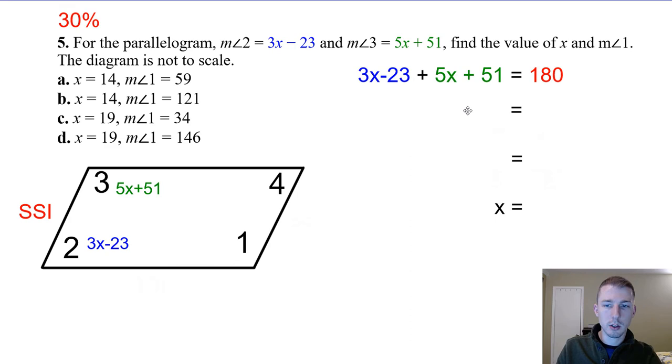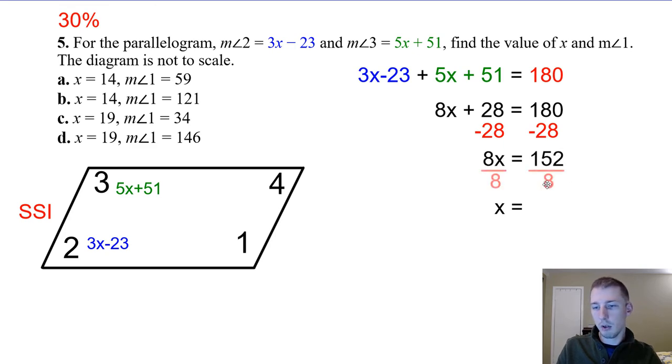Then we can combine our like terms on the same side of the equal sign, which will give us 8x plus 28 is equal to 180. Subtract the 28 from both sides, leaving us with 8x is equal to 152. Then divide both sides by 8, leaving us with x is equal to 19.